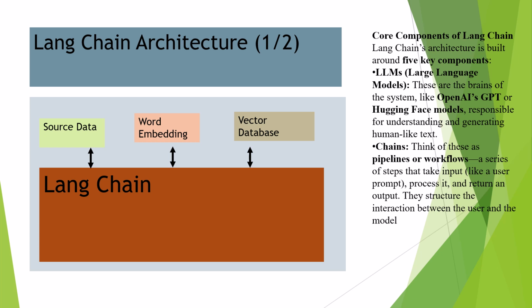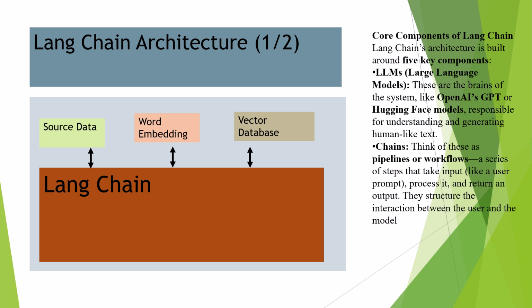The source data on the left side is whatever you are asking questions about from the PDF, and that will be processed by LangChain in the bottom layer, and the answer will come from the vector database.